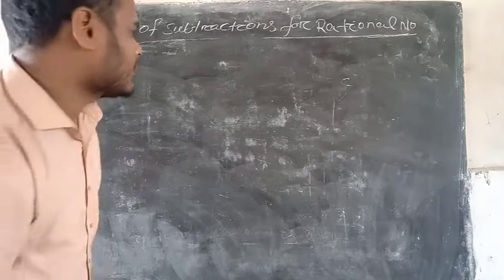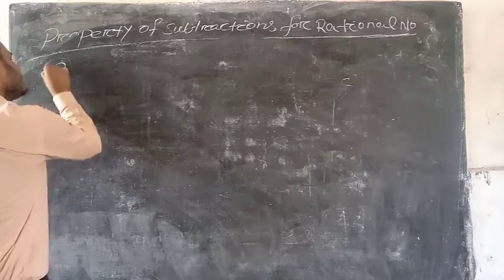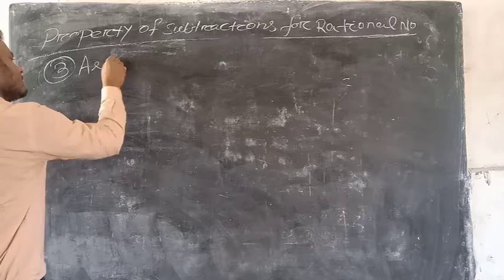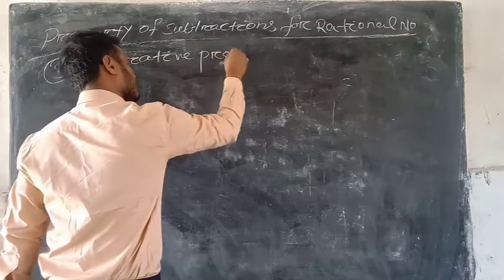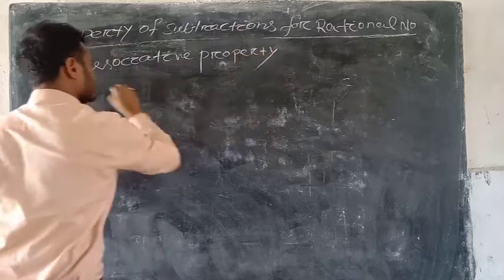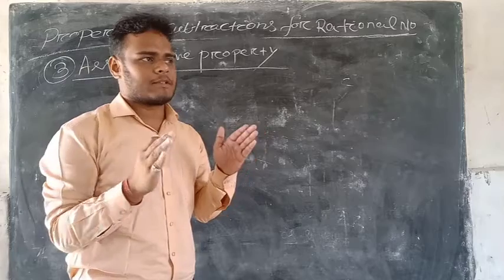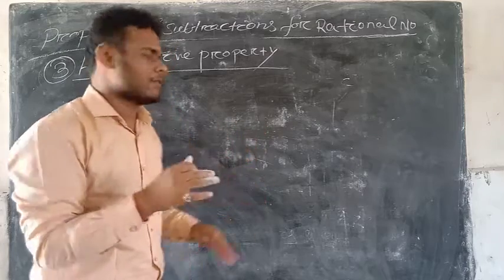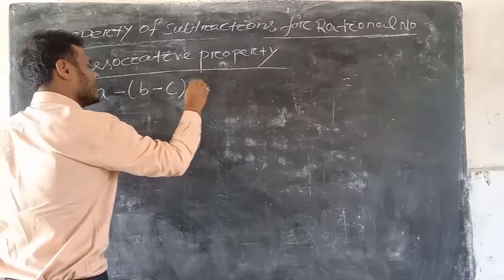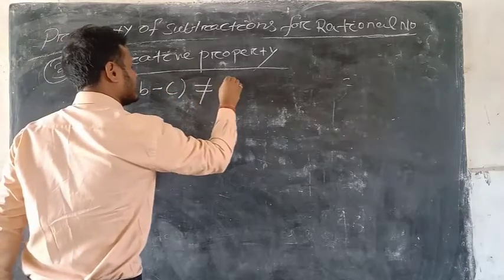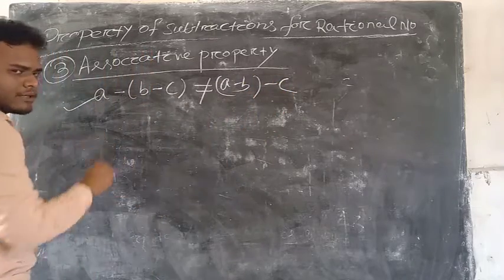Now the third and last property for subtraction, that is the associative property. It says that we may pair the terms in any way and the answer must be the same, but it also is not satisfied, like this: a minus b minus c is not equal to a minus b minus c. This line is correct.